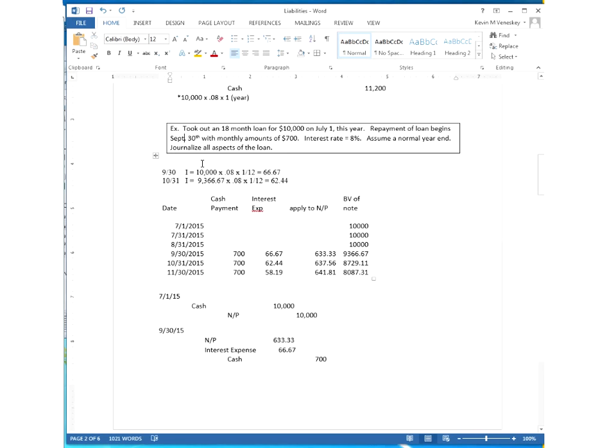Actually, I'm going to revise this and say we start paying it back July 1, because I don't want to have any interest accruing. That's going to be too confusing. We'll start paying it back July 31st.